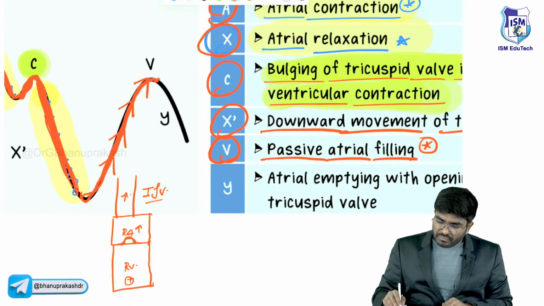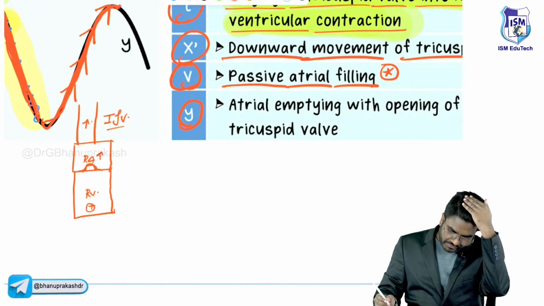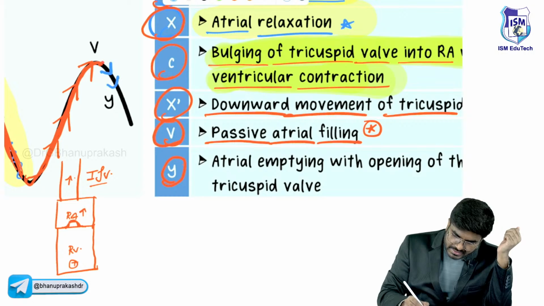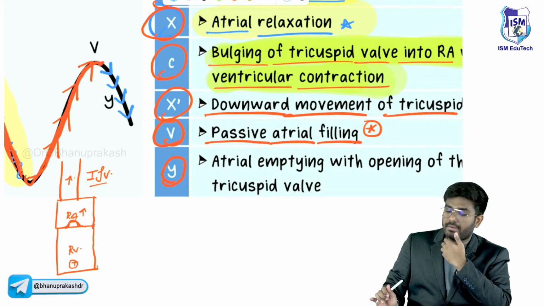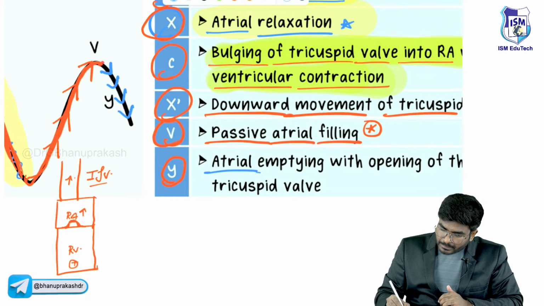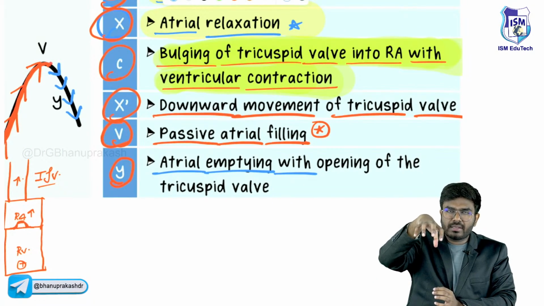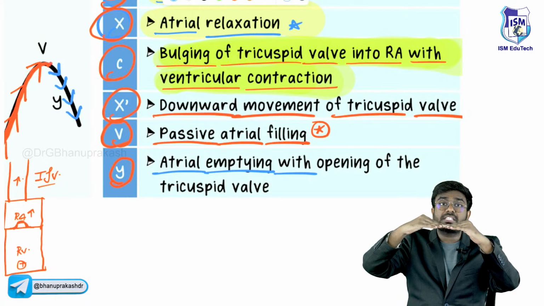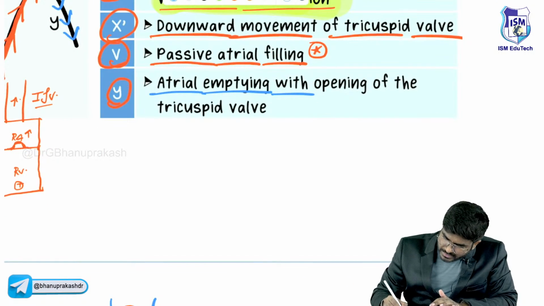Completed. After the V wave, the next wave is the Y wave. What exactly is the Y wave? Look here. The pressure in the internal jugular vein is decreasing. Why? Because now there is atrial emptying. Now the atria are filled with the blood. When the atria are filled with the blood, what happens? The tricuspid valve opens.